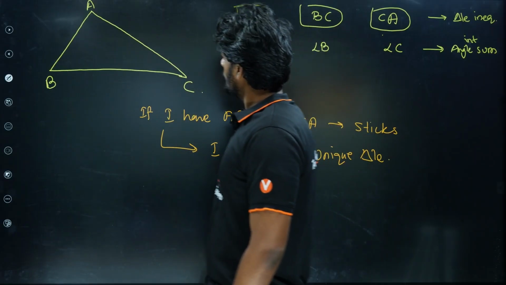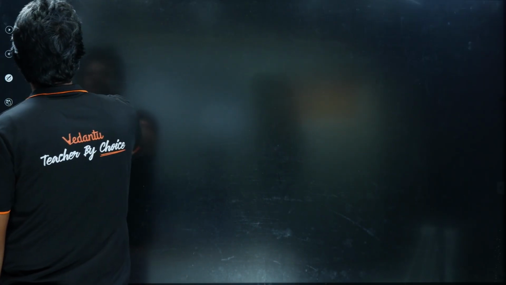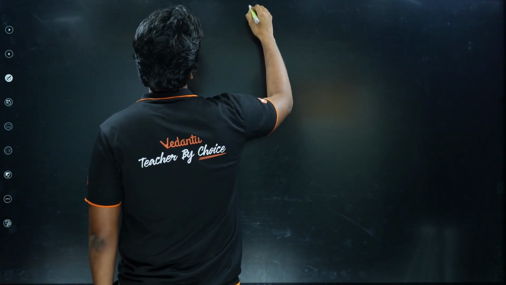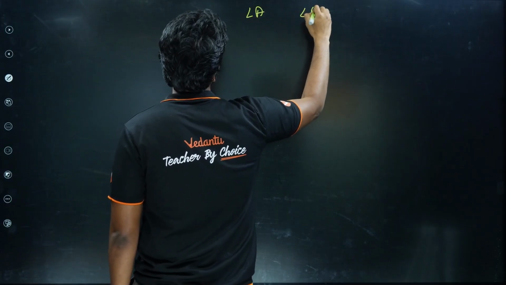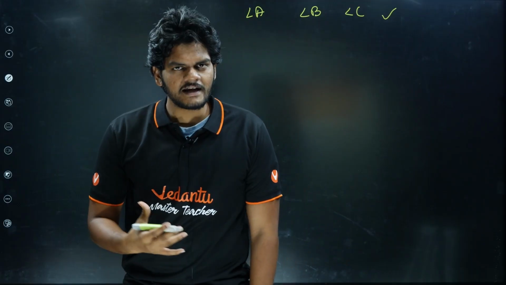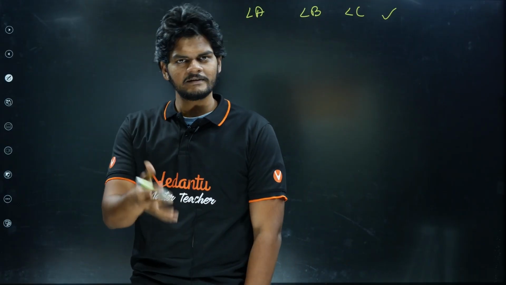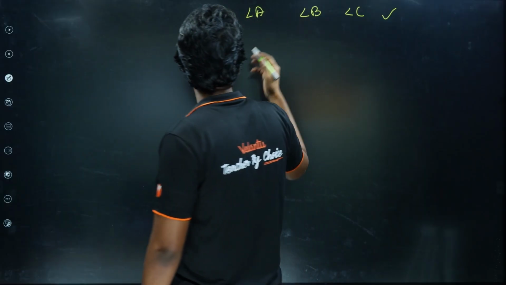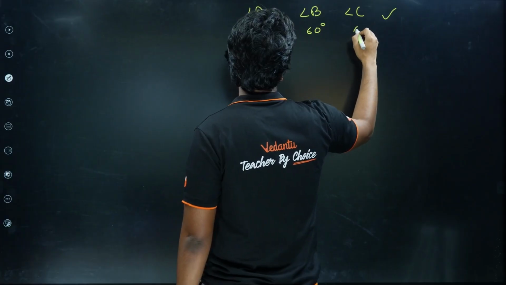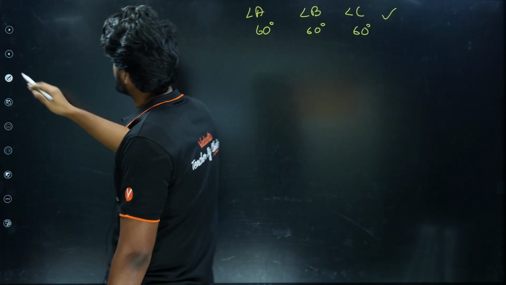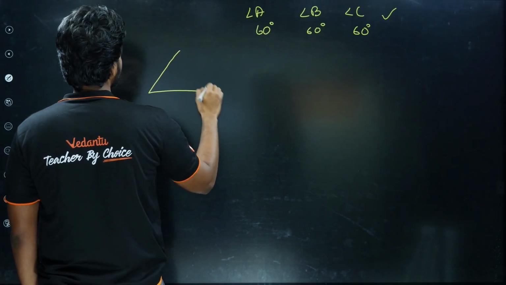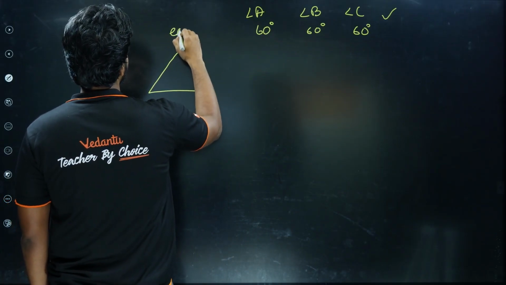Now, what other information makes my triangle unique? Suppose I have all the angles: angle A is known, angle B is known, angle C is known. Can I form a unique triangle? Most of you will immediately say no, sir. Why? Because suppose I have all of them to be 60 degrees. I mean, in the previous example also we could have taken an example, but anyway. If I have 60 degrees, I will form an equilateral triangle, right?